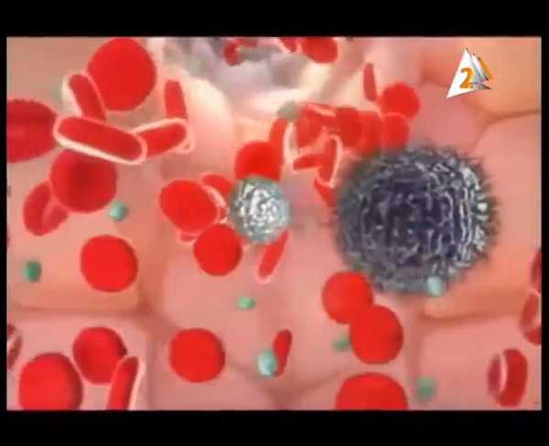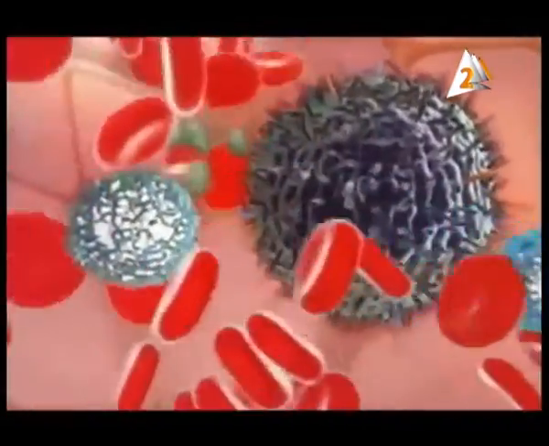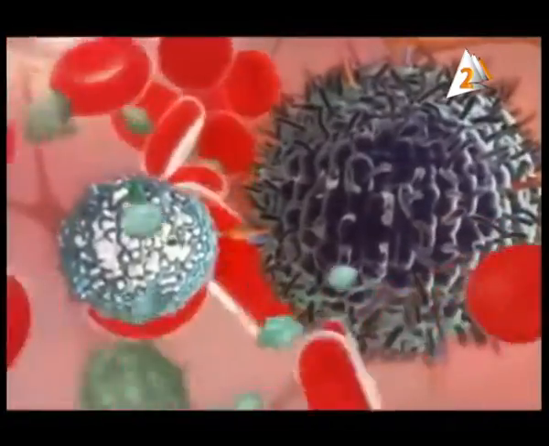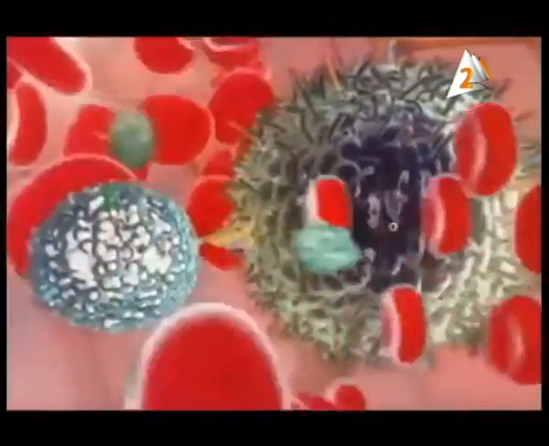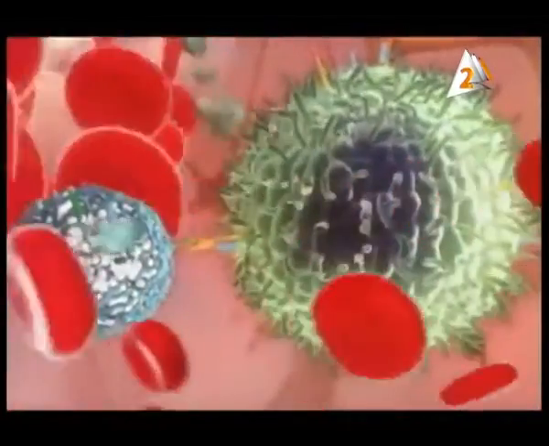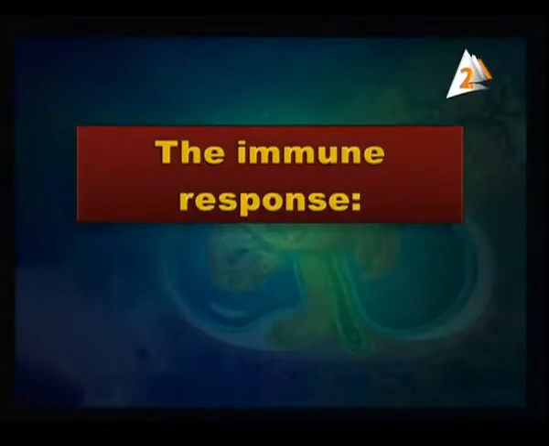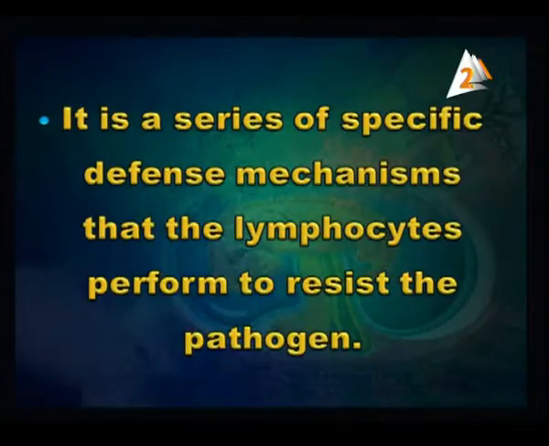The body will use the third line of defense that responds by a series of specific defense mechanisms that resist the pathogen. These defense mechanisms are collectively called the immune response. Then, what is an immune response? An immune response is a series of specific defense mechanisms that the lymphocytes perform to resist the pathogen.